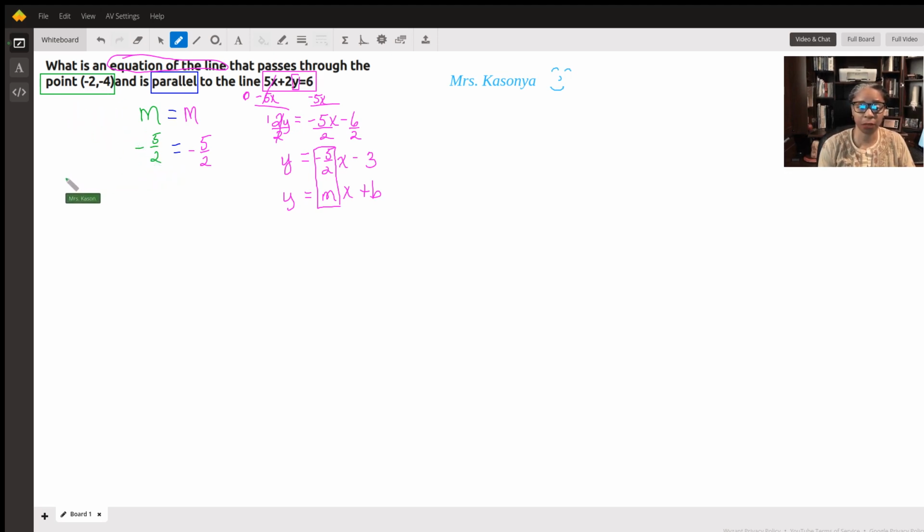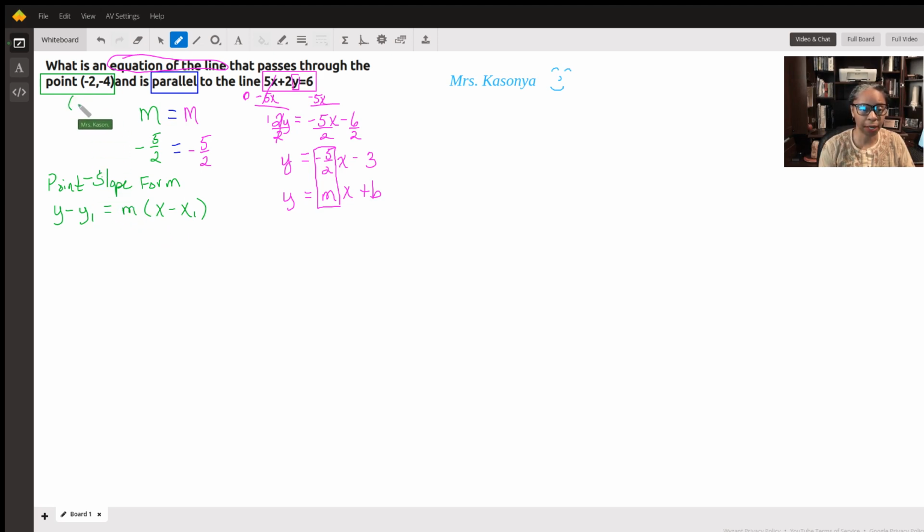Well, what do we do when we have a point and a slope? We use the point-slope form of an equation. And what is the point-slope form of an equation? y minus y1 equals slope times x minus x1. Not hard. So we've got our slope. Where do we get our x1s and y1s?